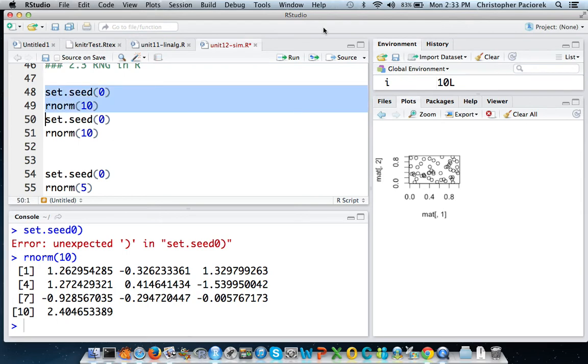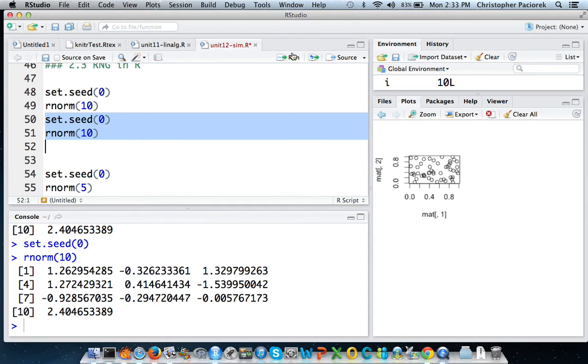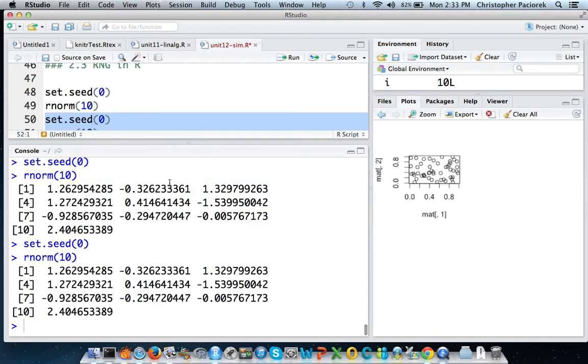If I set the seed to be 0, generate 10 random numbers, I get those 10 random numbers. If I now reset the seed to be 0 again and generate another 10 random numbers, you'll see that I've just gotten exactly the same numbers back again. So any functions that I apply to these random numbers, obviously I would get back identical results as well in both of these 2 runnings of my code.